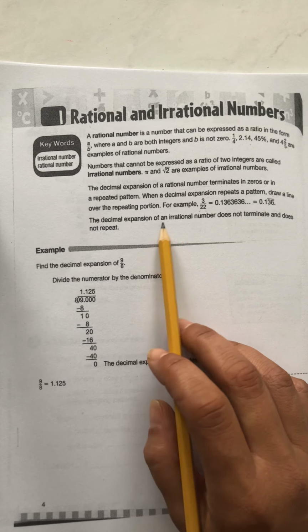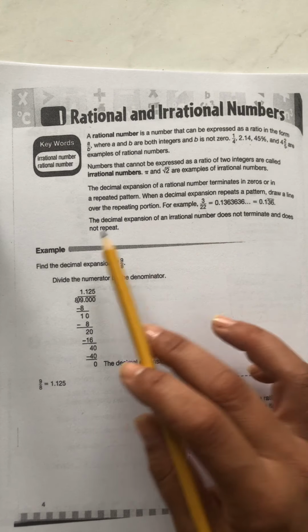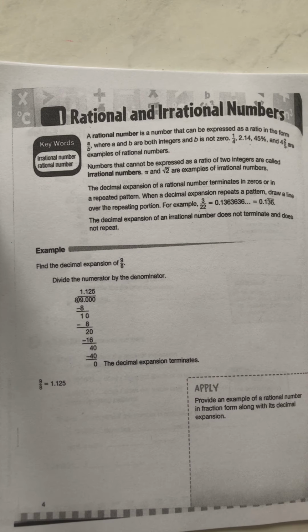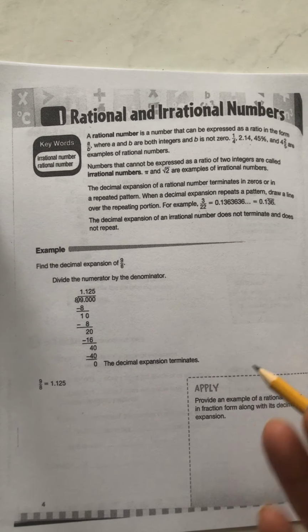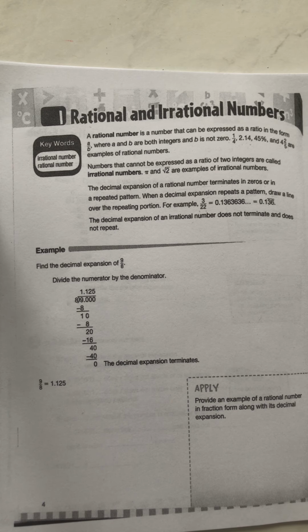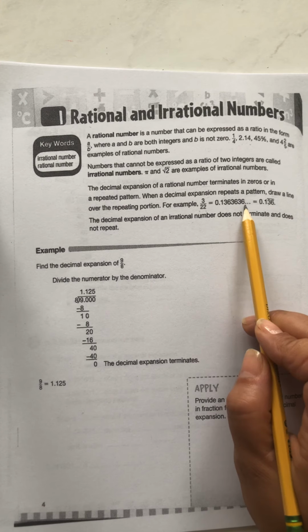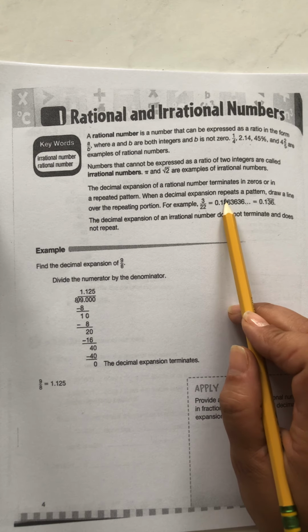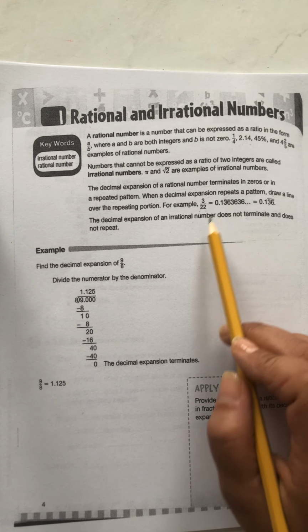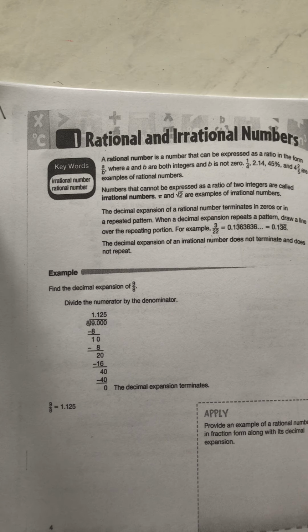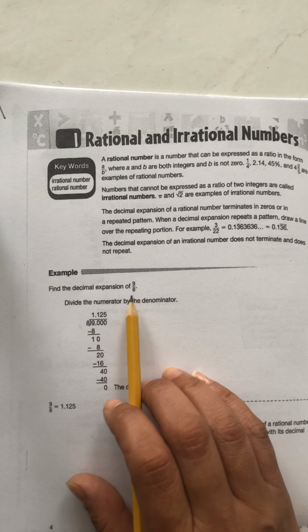The decimal expansion of an irrational number does not terminate and does not repeat. So pretty much every number is going to be rational, with the exception of numbers that don't stop. The decimal keeps going and it also does not repeat. In this case, this decimal keeps going, but it starts to repeat, and therefore it's rational. If it had no pattern like pi, or if it's just a decimal that keeps going with no repetition, it's considered irrational. So find the decimal expansion of 9 over 8.